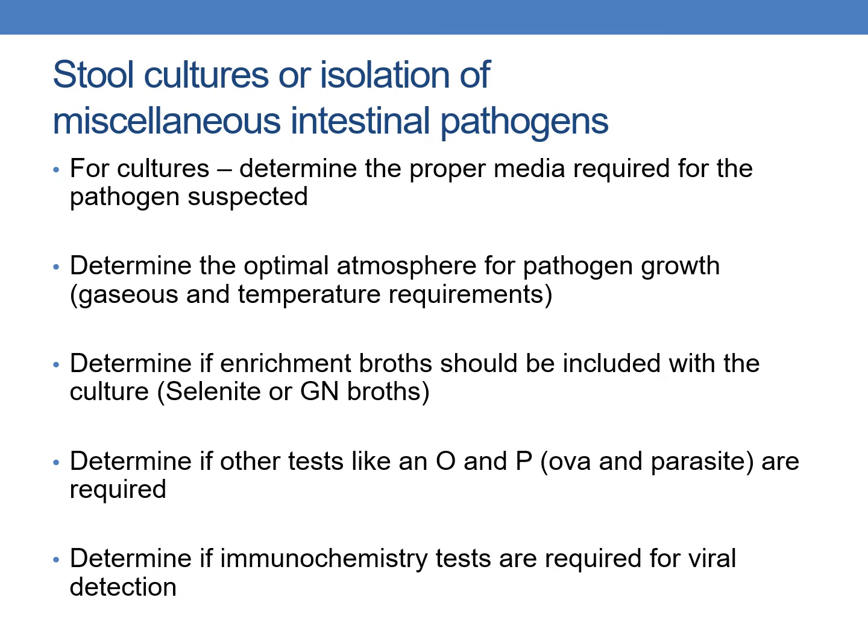We also want to check with the physician to see if an ova and parasite study needs to be done on our patient. Okay, and then we also want to determine if any type of serology or immunochemistry tests need to be performed to rule out viral infections, such as rotavirus or norovirus. Hepatitis A is another one. We could do a test known as the ELISA test.